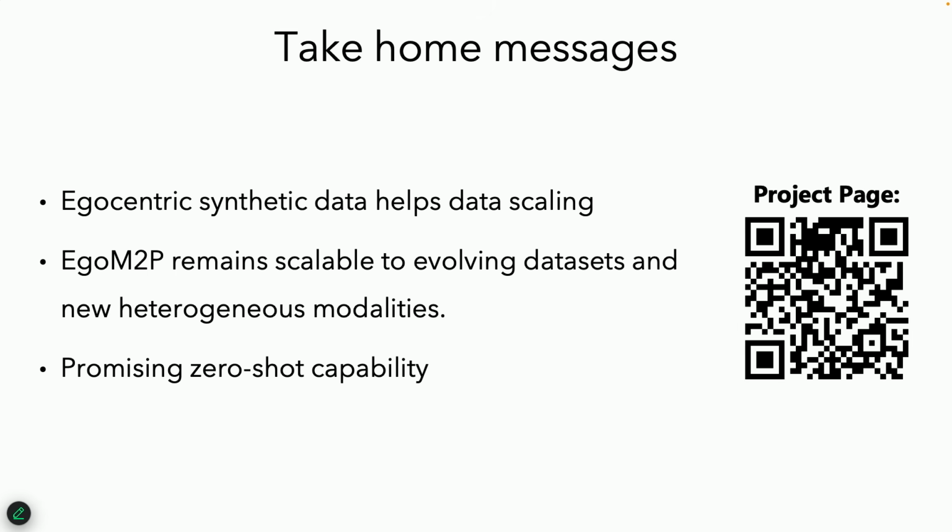So what are the take-home messages for this work? I think egocentric synthetic data can help data scaling. In our paper, we show that EgoGen actually helps. And I also want to say Ego M2B pre-training remains scalable to evolving data sets and new heterogeneous modalities. So I think now it's just a starting point.